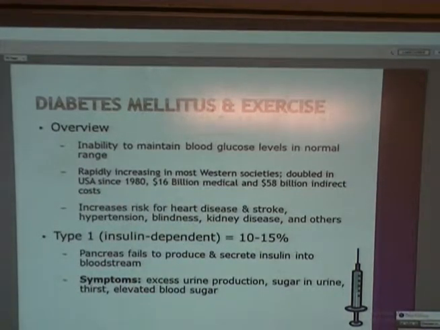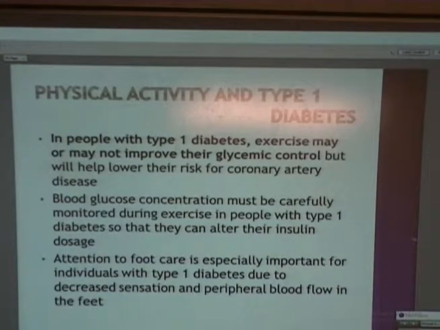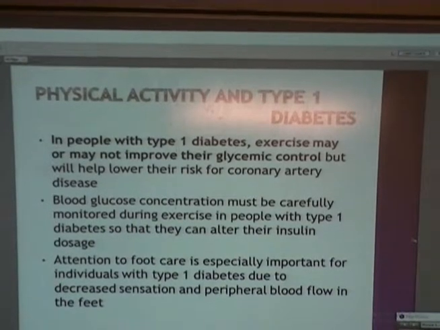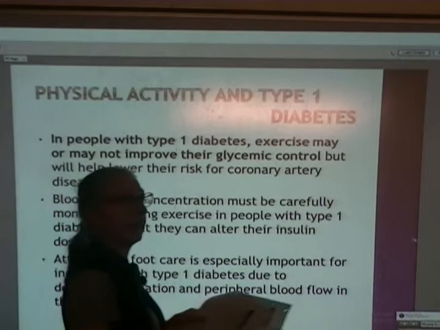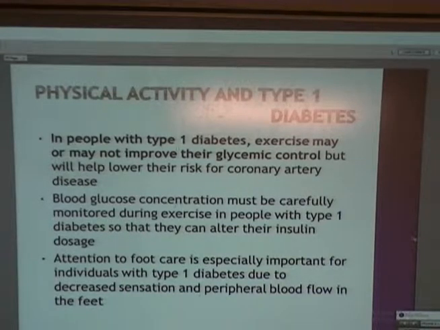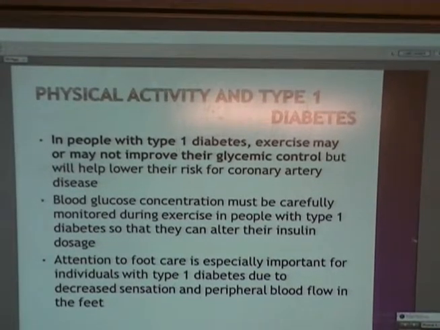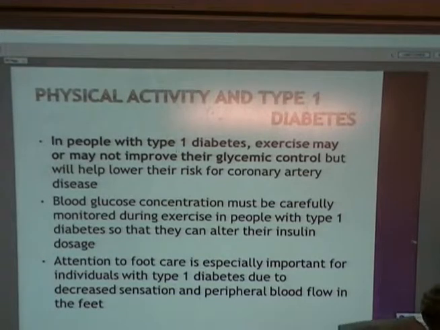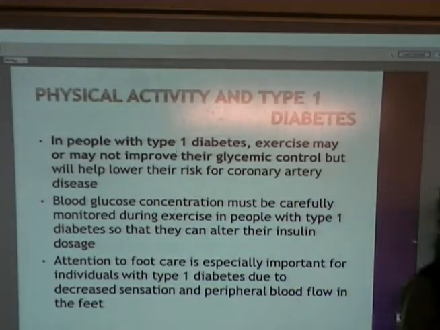So, from our point of view, what we need to know is how do I train if I'm a type 1 diabetic, or if I have a client or an athlete or a student who's a type 1 diabetic. All right. So, first thing is, does this person have any other complications? Because if they do, exercise may not be the right move for them at that time, right? They need to have their blood glucose levels under good control.